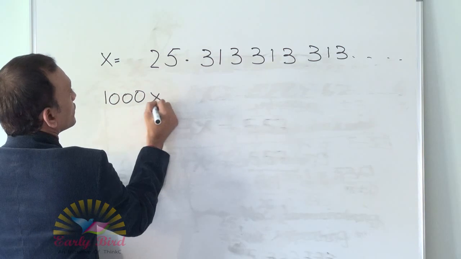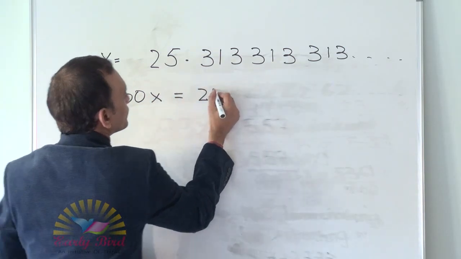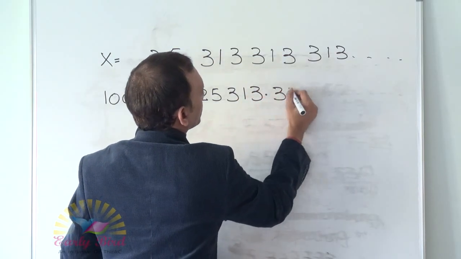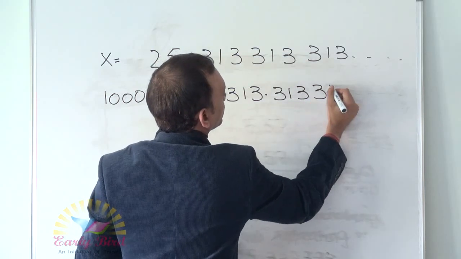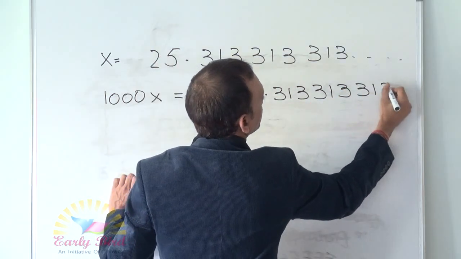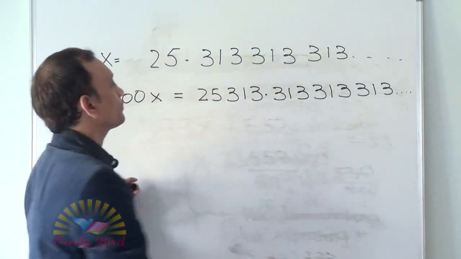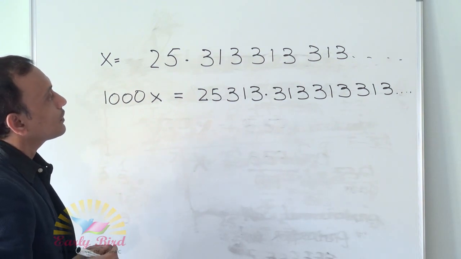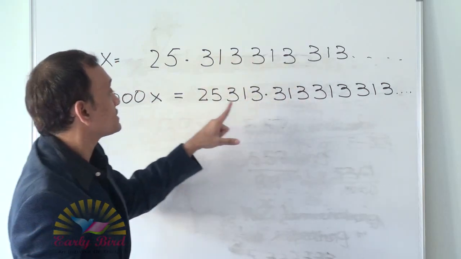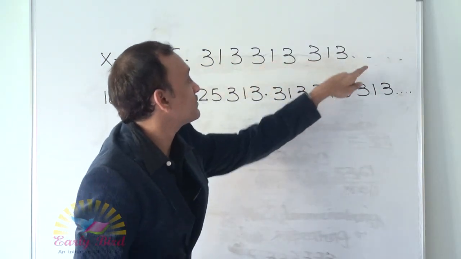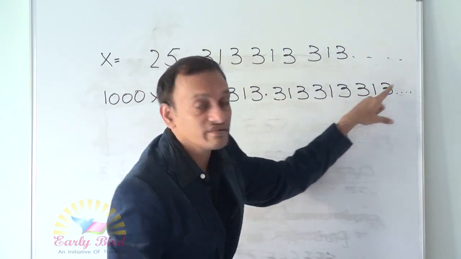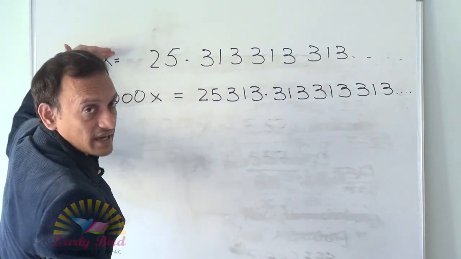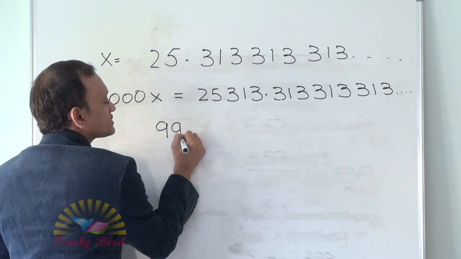So then we have 1000x equals 25313.313313313, etc. Now, that's repeating itself. Do you realize that? 313, 313, 313, 313. That's repeating itself. What I would now do is 1000x minus x. So that makes it 999x.